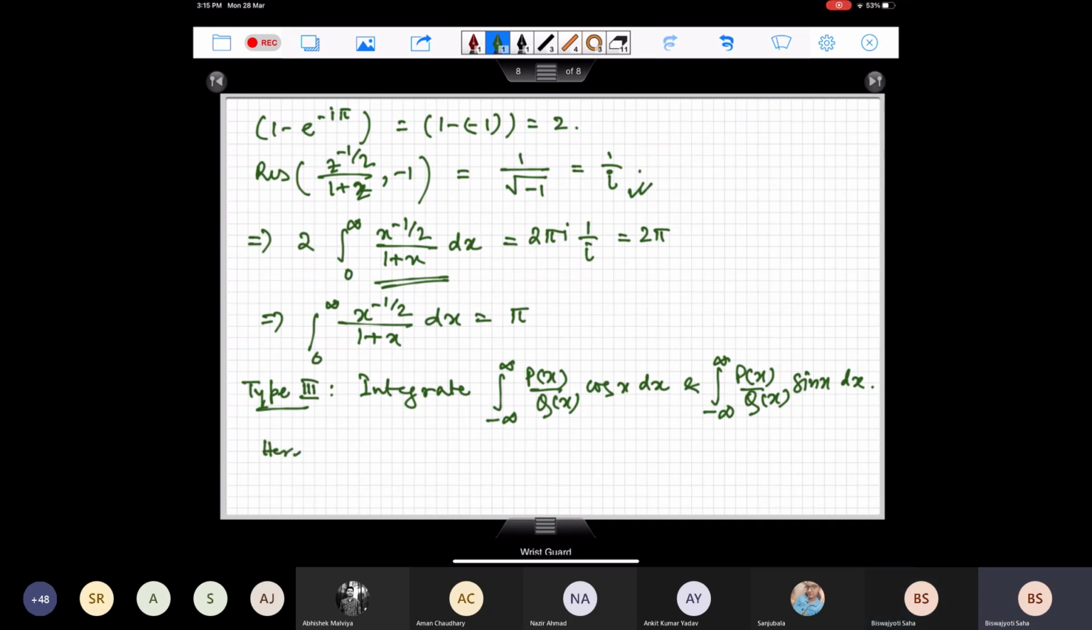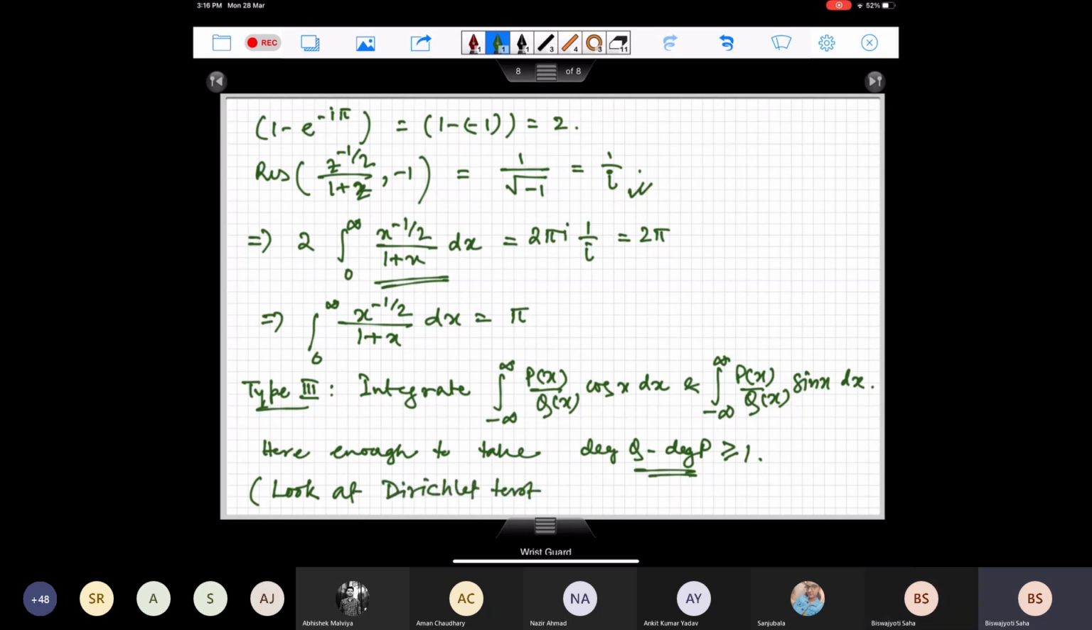So here it is enough to take degree q minus degree p bigger than or equal to 1. For convergence, that will be good enough. If some of you are confused why this is enough, look at Dirichlet's test for convergence of infinite series.